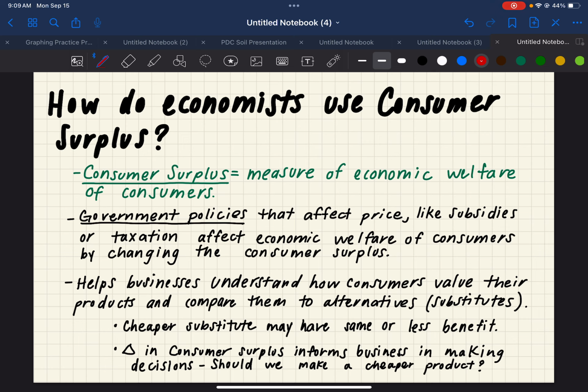When you tax a certain good, it becomes more expensive for consumers. So the opposite of what we just looked at happens. It shrinks the consumer surplus, meaning that there's a decline in the consumer well-being, the economic welfare of consumers. Policies like subsidies, which lower the price, increase the consumer surplus, increasing the economic welfare of consumers. So that's how policymakers might use the idea of consumer surplus.